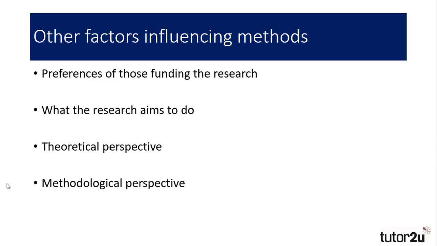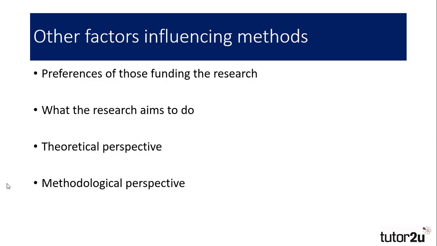Aside from the topic, other factors which might influence the methods chosen by the researcher are the preferences of the funding body, who have a lot of influence in research funding. A second factor is a sociologist's theoretical perspective. Feminists will use different methods to functionalists, for example. And a third is methodological preferences.